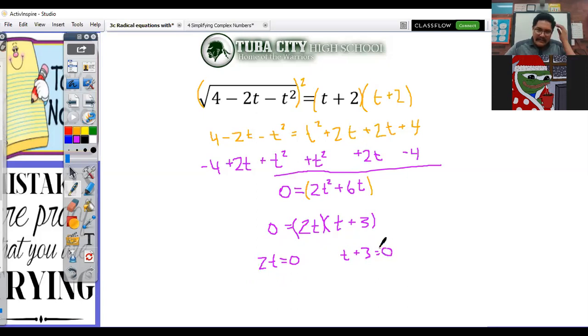So I need to find out what these numbers need to be in order to become 0. So 2 times what gives me 0? So 2 times, well, in this case, 0, or again, you can divide both sides by 2. 0 divided by 2 is still 0, so you would have gotten the same answer. And over here, you could just subtract 3 from both sides, so I get t equals -3.